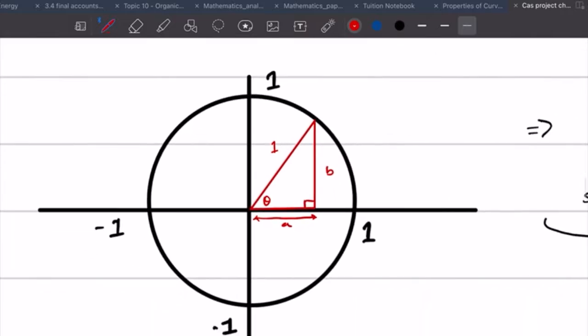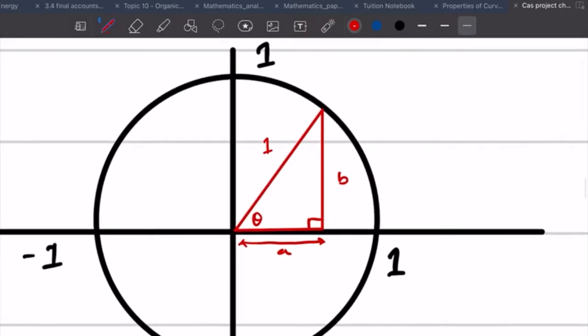So if I draw a triangle like I have here, we know that this is a right angle triangle when you connect the center to one of the points on the unit circle. I can define this angle as 90 degrees, this as theta, and this length as a. We can define the height as b, or h if you want to. And this side is going to be 1, because the radius of the unit circle is 1.